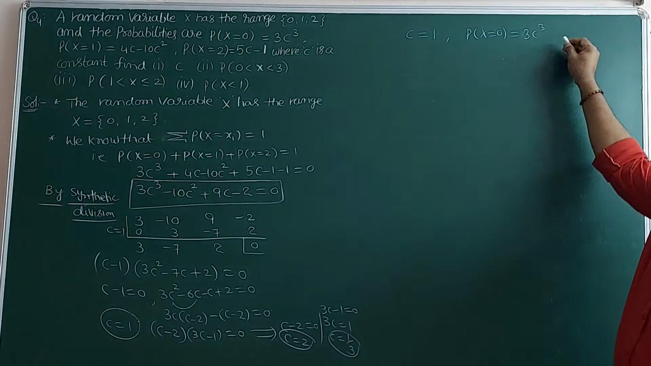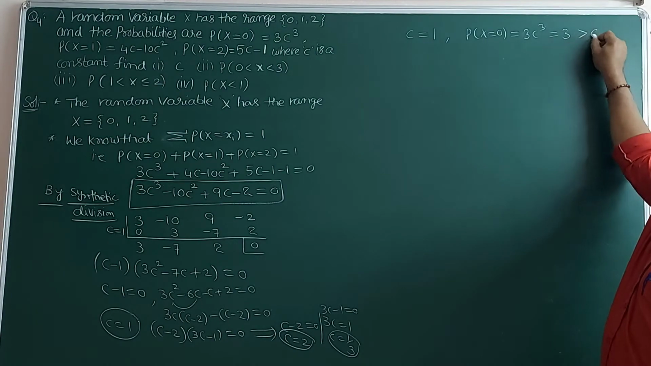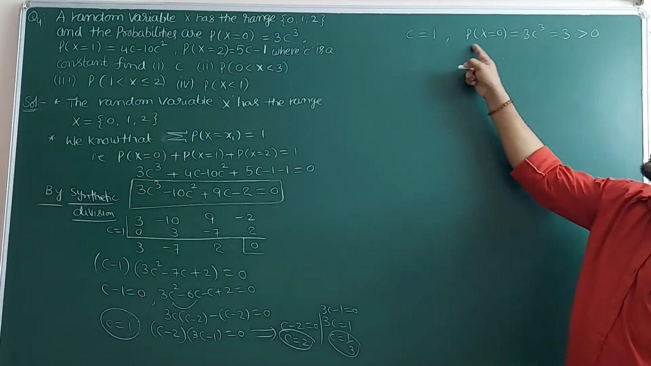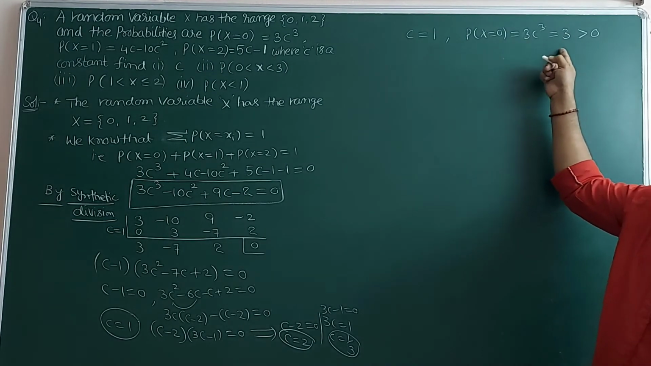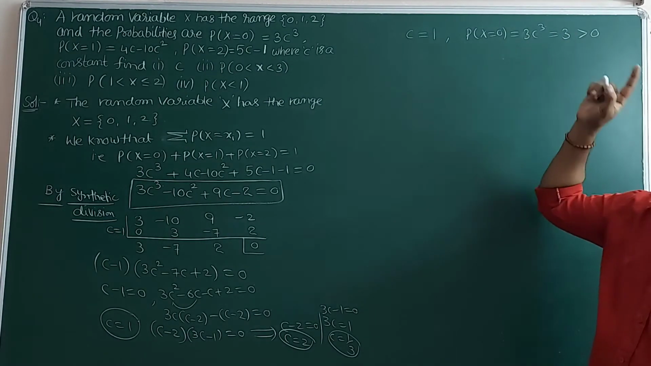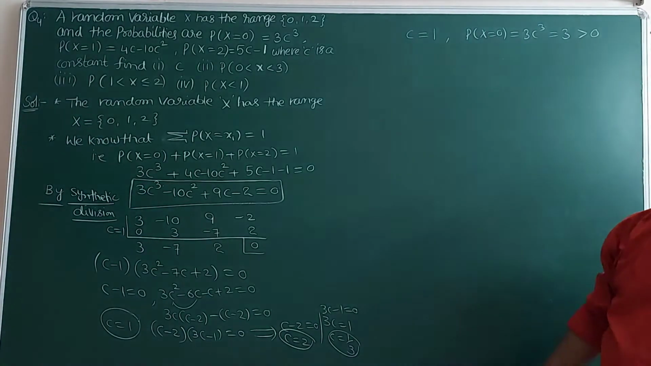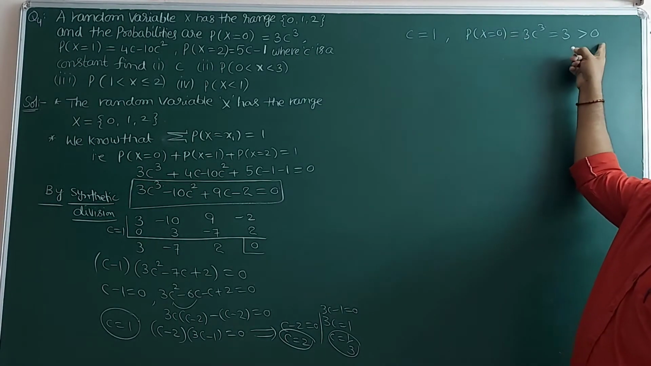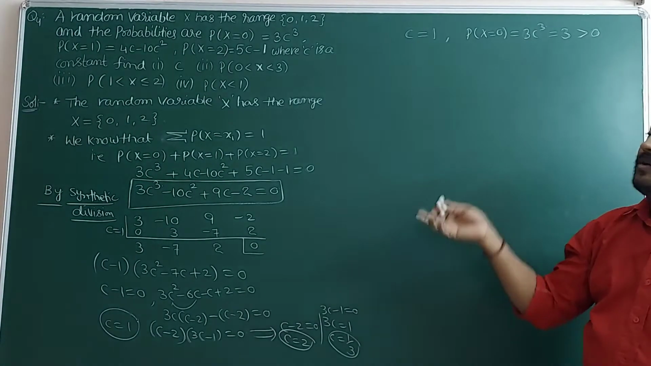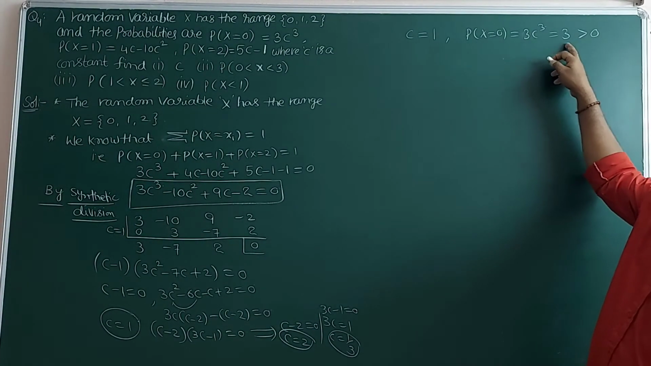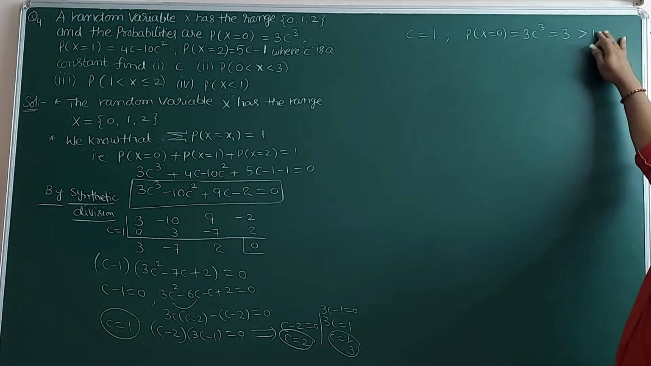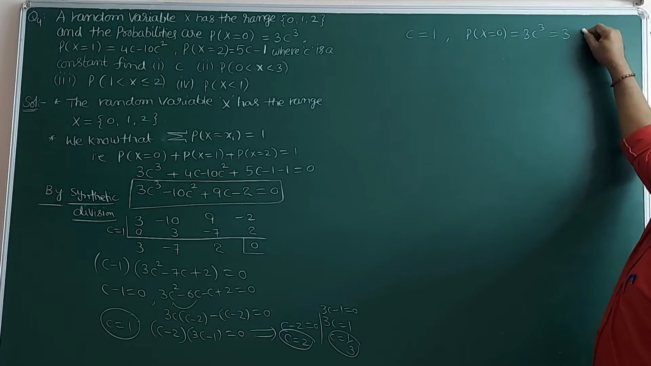C is equal to 1, substitute in this 3. The sum of the probabilities is equal to 1 we are taking. Why only one probability is equal to 1? More than 1? It is absolutely wrong. It is a contradiction to the hypothesis. So, it is greater than 0. Probability value lies between 0 and 1. But it is more than 1. It is not possible. So, this is not possible.